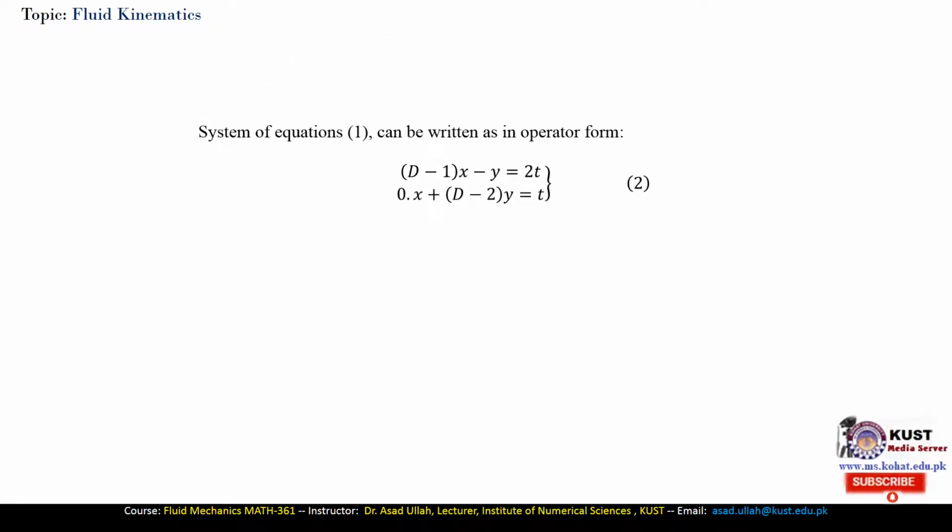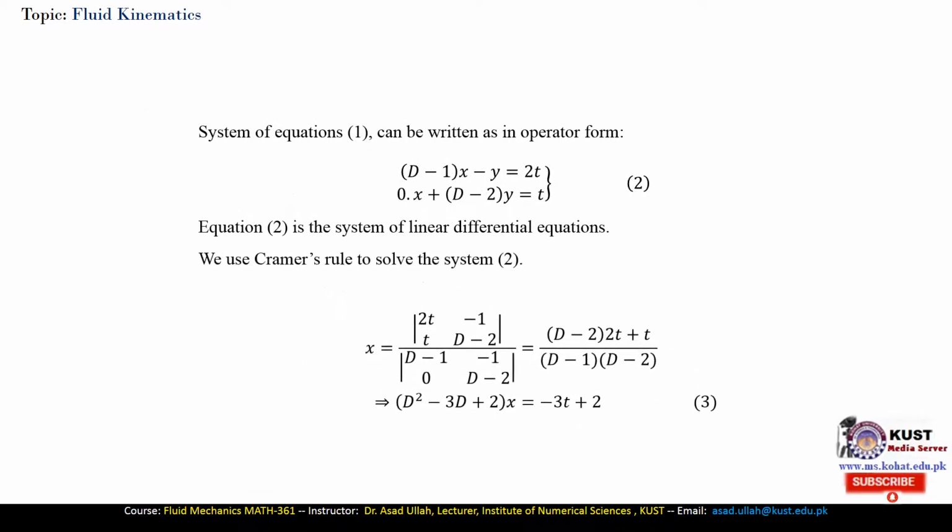System of equations 1 can be written in a flatter form in the form of system 2. In system 2, the differential operator D is used, which is equal to d by dt. This differential operator D is already discussed in detail in the ordinary differential equations course. Equation 2 is the system of linear differential equations.